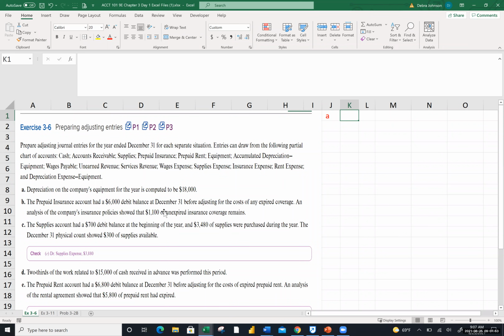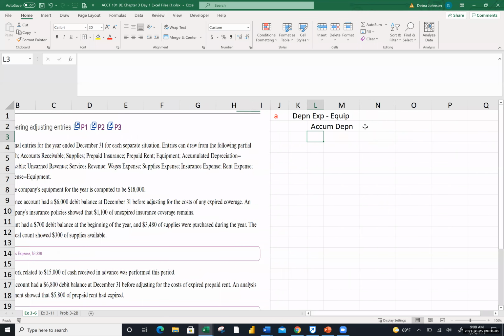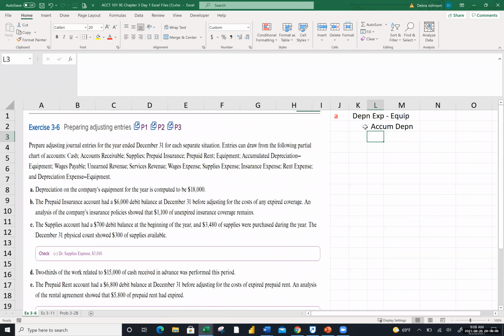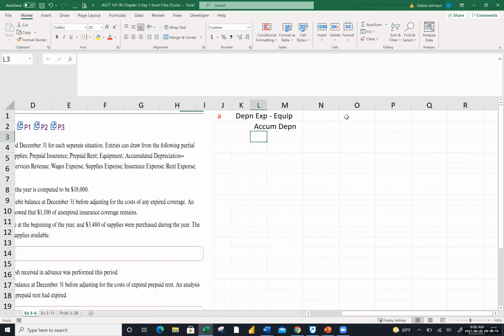So I'm looking at their chart of accounts. They do have a depreciation expense for equipment, and the credit would be to accumulated depreciation. I'm going to move this over. Just need to get the amount. It was 18,000. And that would be to record the depreciation for the year.